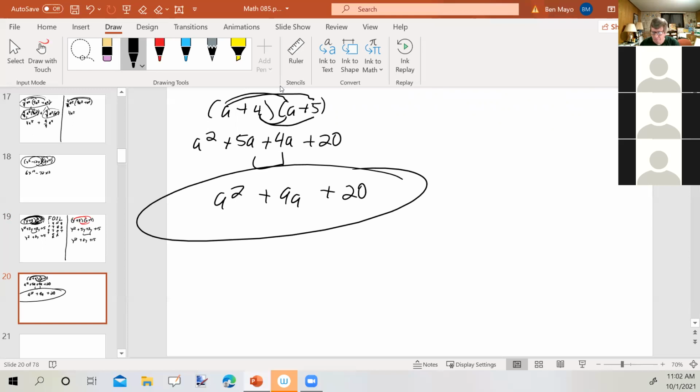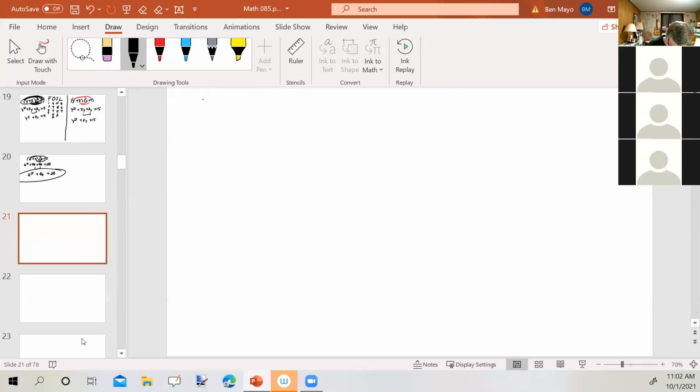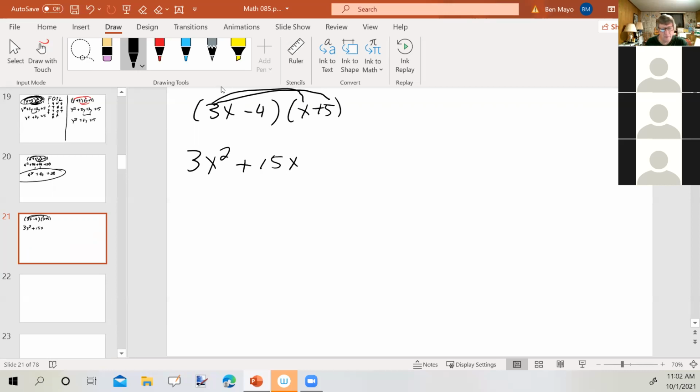Any questions? Now let's take a look at some more examples then. 3x minus 4 times x plus 5. 3x times x, 3x squared. 3x times 5, 15x. Minus 4 times x, minus 4x. Minus 4 times 5, minus 20. Combine like terms, 3x squared plus 11x minus 20.